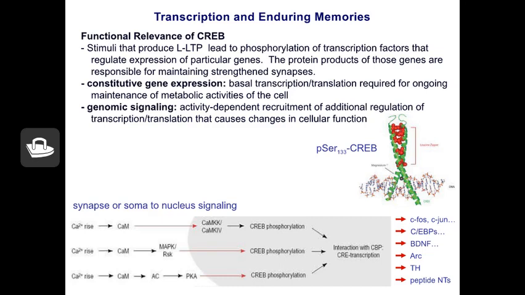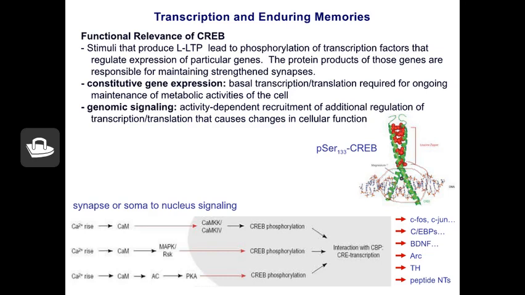The activated Krebs protein then actually dimerizes, two Krebs coming together, both of which are phosphorylated at serine 133, and this Krebs dimer binds in the major groove of the CRE region of the DNA. And at this point, it recruits a transcriptional assembly, which we'll see on the next slide.